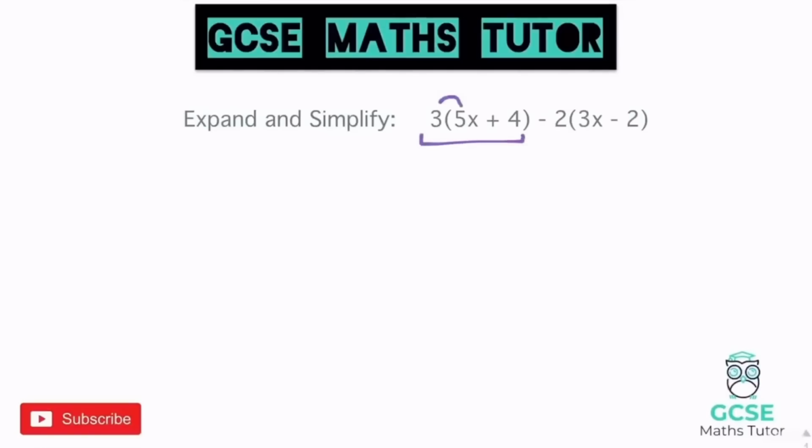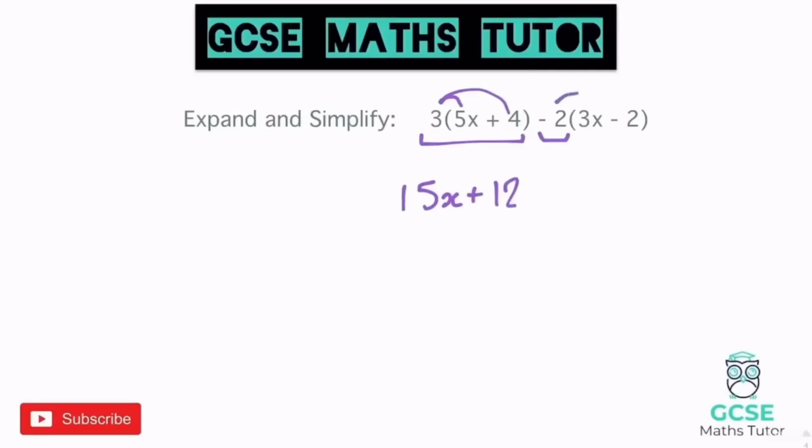So 3 times 5 is 15, and 3 times 4 is 12. So we have 15x plus 12. On to the next one. Got to be careful with this one because it's saying take away, which means this is a negative 2 at the start of the bracket. So we're going to times both these pieces by negative 2.